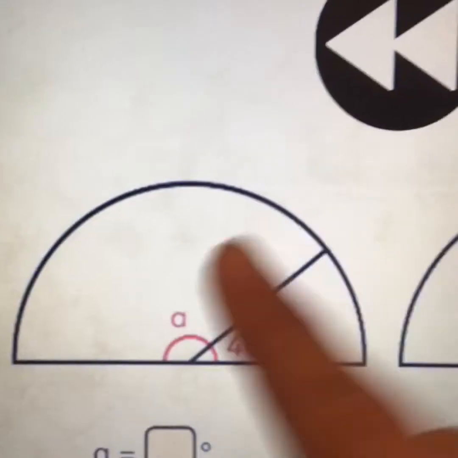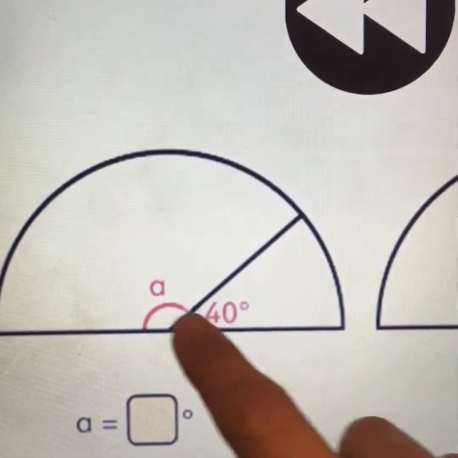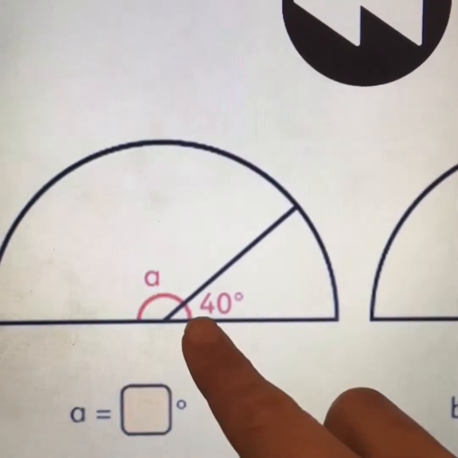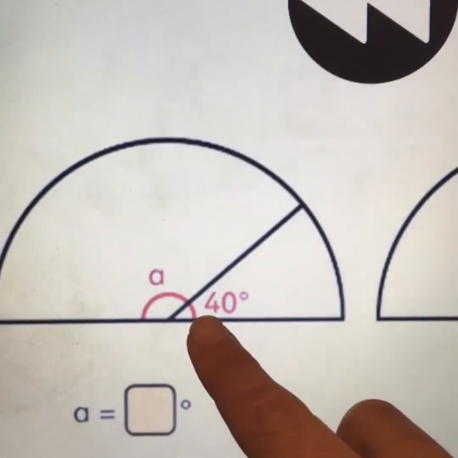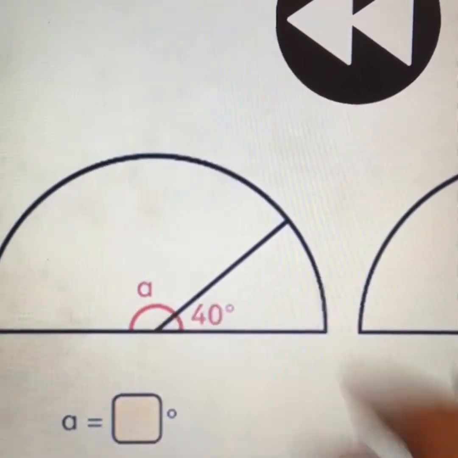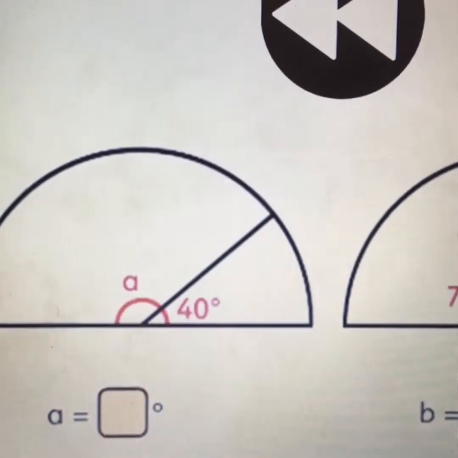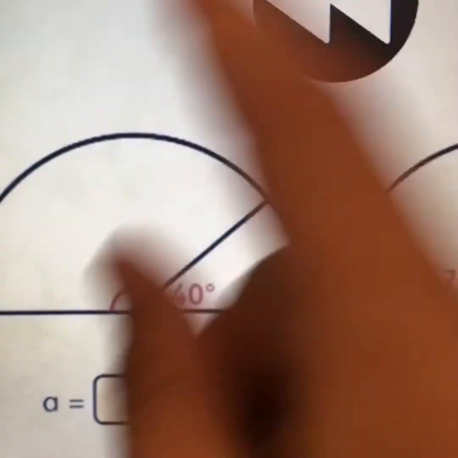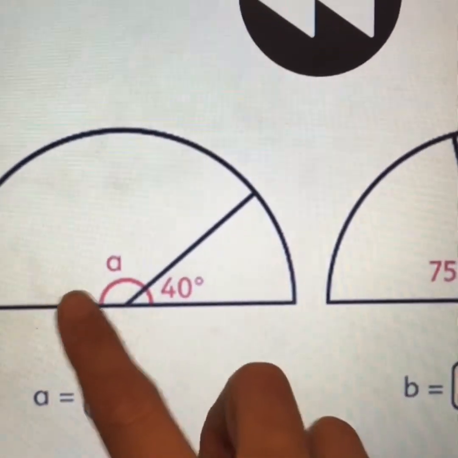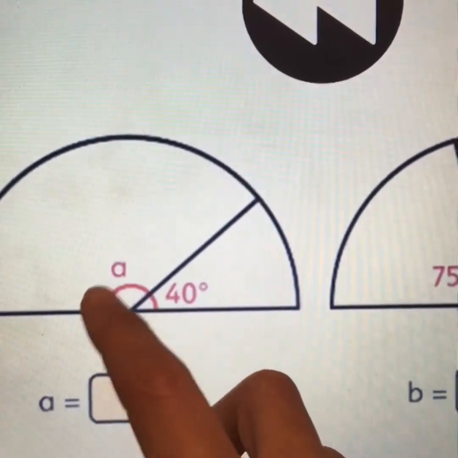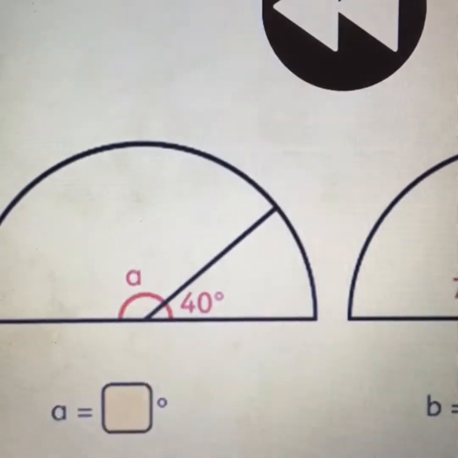Right, so if I look at A then, I know that there's 180 degrees in a straight line, so A plus 40 is going to equal 180. So if I do 180 and I take away that 40, I should be left with A. So 180 take away 40 is 140 degrees. Does this look like 140 degrees? Does this look like an obtuse angle? Yeah, it does. So I'm happy with my answer.